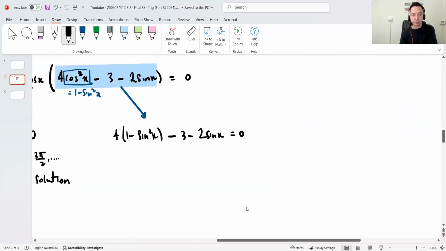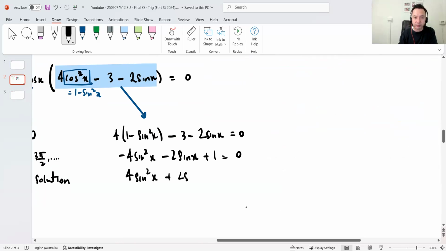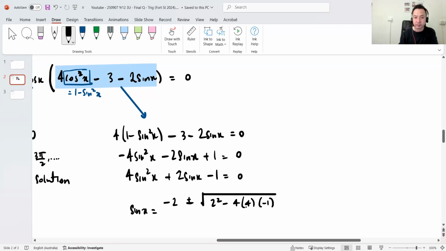Okay. Now, on this side, let's see what I have. It's got minus 4 sine squared minus 2 sine x. And 4 minus 3 is plus 1 equals 0. Let's put the quadratic where there's positive sine squared. Let's put in the formula. Minus b plus minus the root of b squared minus 4ac, all over 2 times a.